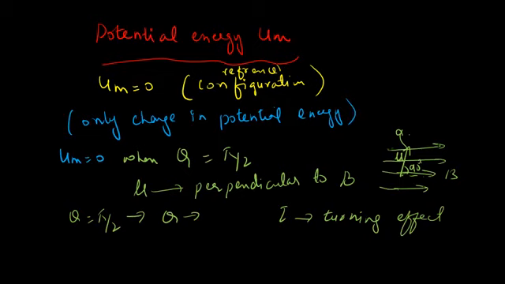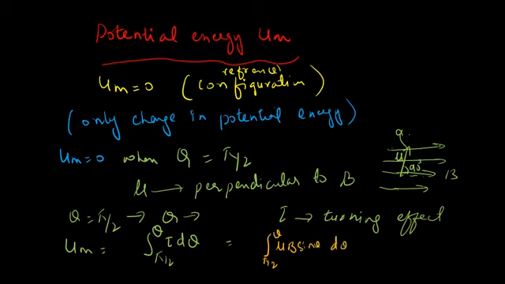So the potential energy is equal to the work done from theta equal to pi by 2 to theta, the integral of tau d theta. Putting the value of tau, tau is equal to mu B sine of theta, so the integral of mu B sine theta d theta from pi by 2 to theta will be equal to minus mu B cos of theta, and this is equation 2. You can say that potential energy is equal to minus mu B cos of theta.